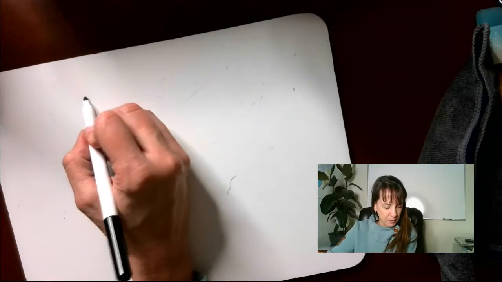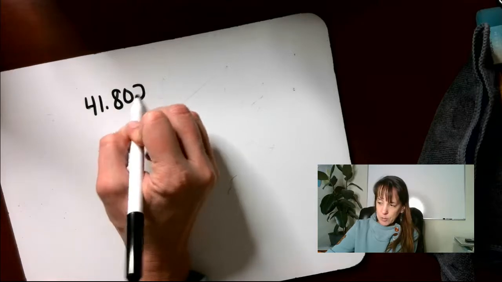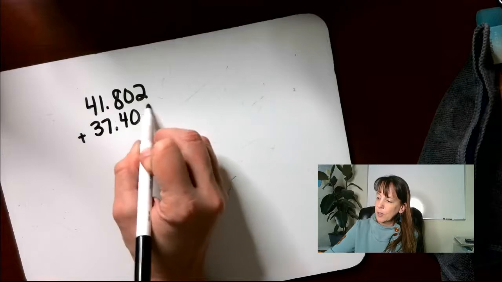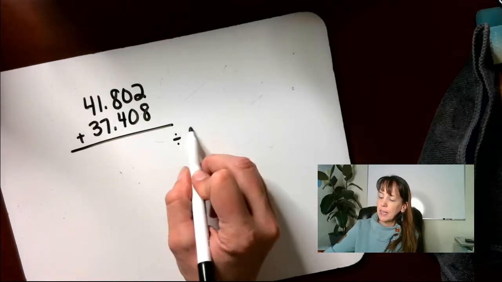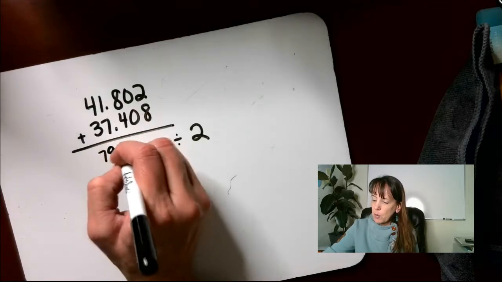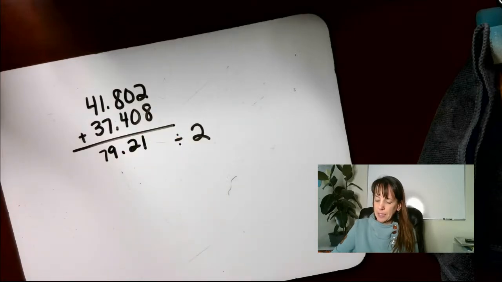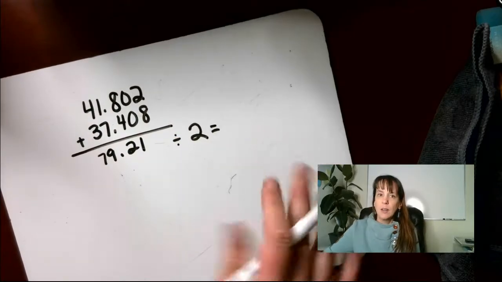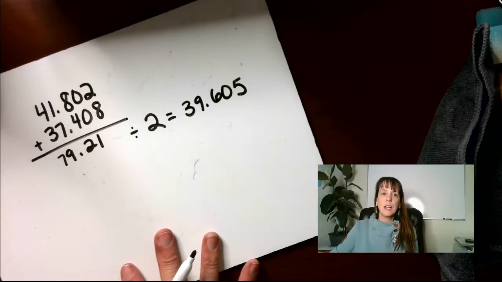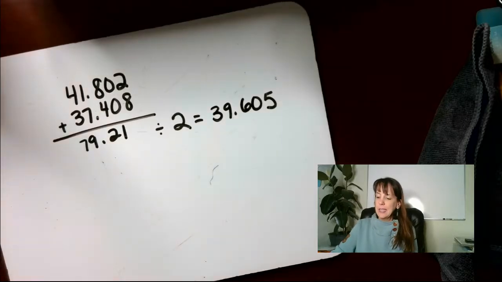Basically, we've got to find the mean of 41.802 plus 37.408. And when we add those up, we're going to divide by 2 because there are 2 numbers in our data set. So 41.802 plus 37.408 gives us 79.21. Divide that by 2 and we end up with 39.605. So that would be our average.